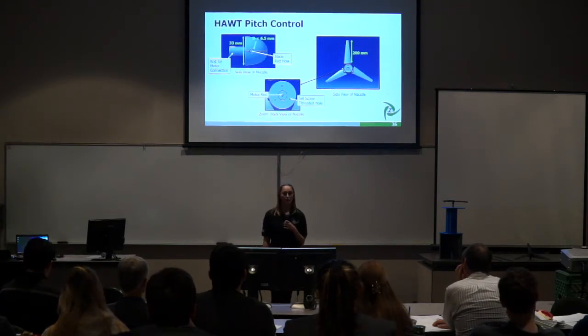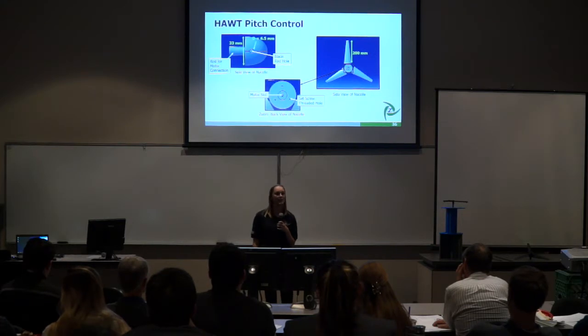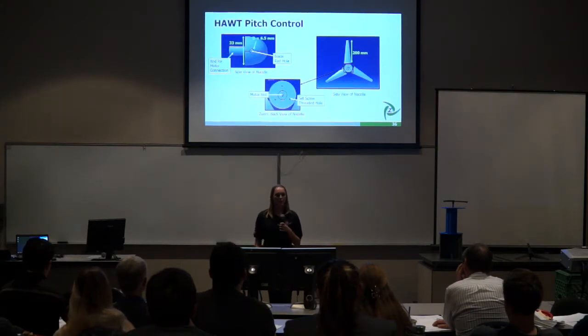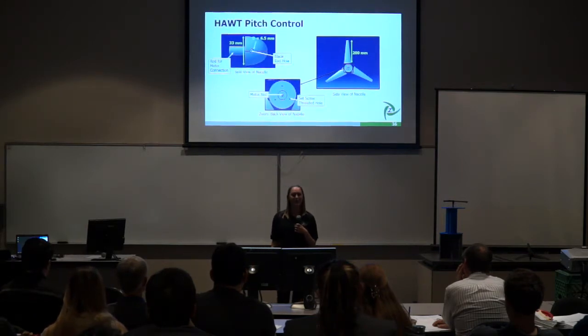The HAWT design consists of 4 parts, the 3 blades and the inner nacelle. The nacelle is shown on the top left of the screen and contains 3 holes in which the blades will be inserted. The blades are secured from the back using threaded holes and set screws. These set screws allow for the user to manually adjust the pitch of the blade if they choose to do so.